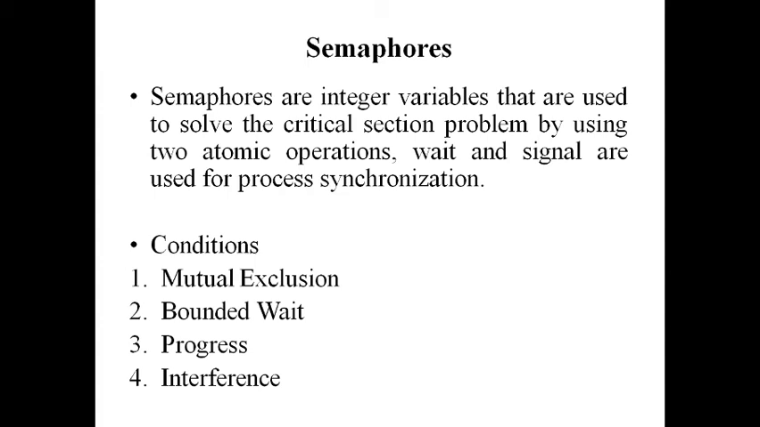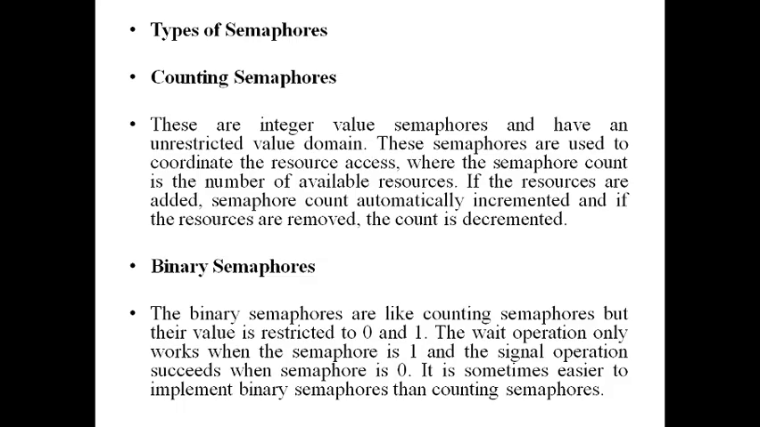Interference. Interference means here, after process P1 accesses the shared variable, process P2 wanted to enter the critical region. At that time, process P3 did not stop process P2. This is how interference between all the processes is avoided. No one interfered in the process. This is how a semaphore resolves the critical section problem.